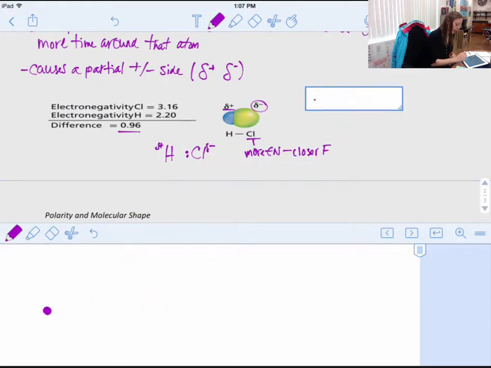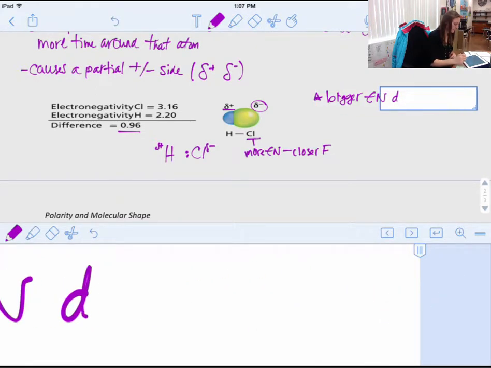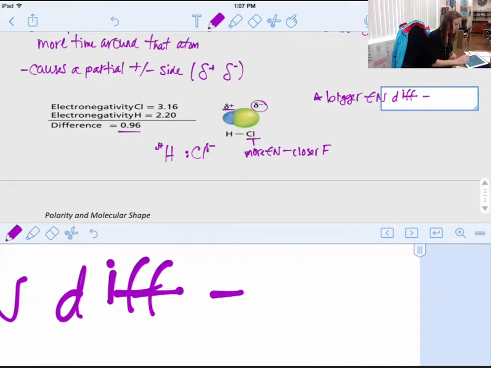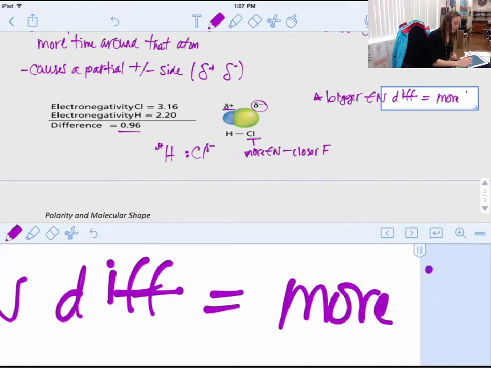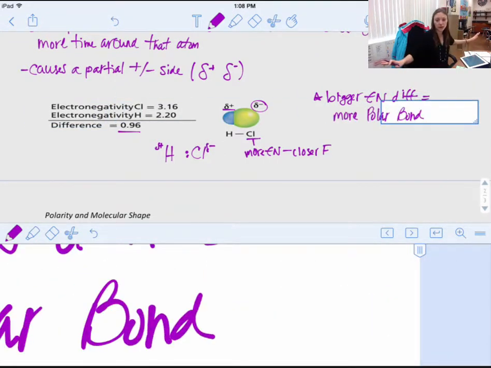And the only thing you really want to add, all right, is that the further they are apart on the periodic table, which means the bigger your electronegativity difference is, it's going to be a more polar bond. So the further apart on the table they get, the more polar that particular bond is going to be.